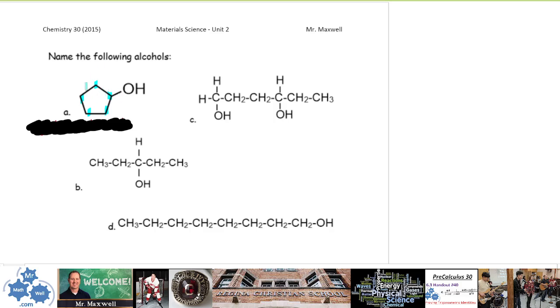Well, 5 carbons would be penta, not hexa. So cyclopent. Now, would you need a number here? No, it could be anywhere. The numbers are a lot of times just in relation to where the others are in the group. You need numbers if there's more than one. Exactly. So this is just going to be straight cyclopentanol.